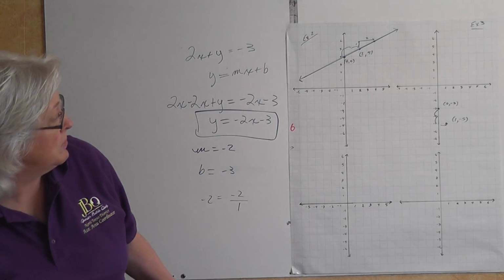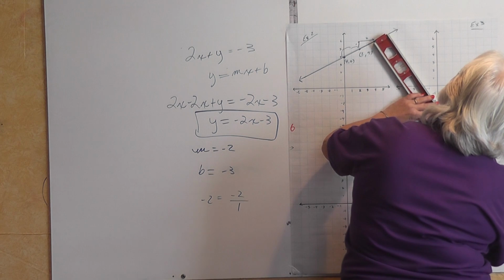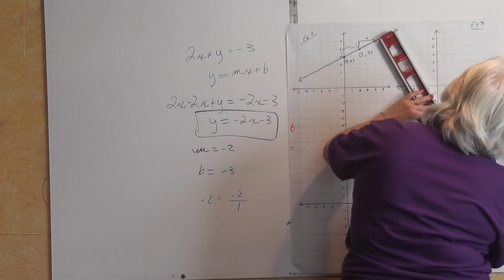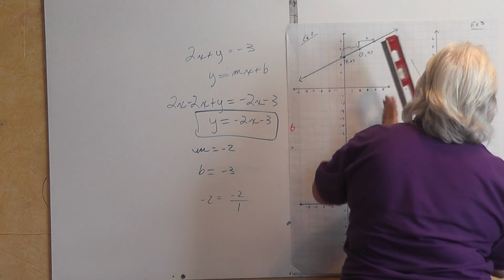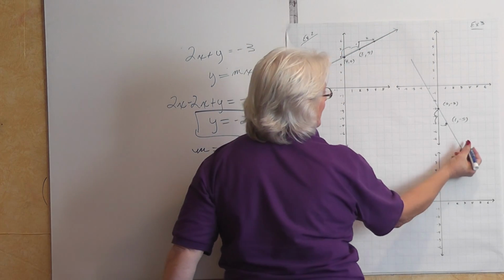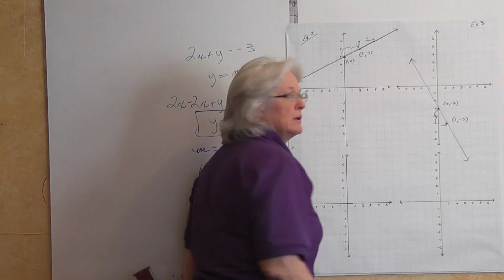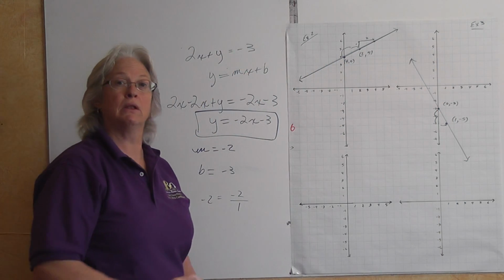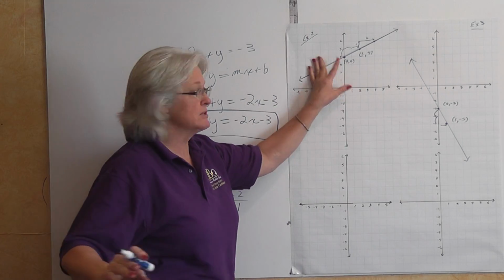Now, we have our 2 points. Take your straight edge and connect the dots. Don't go down into the graph of the next problem. Connect the dots, label the line with the original equation. And you see that I forgot to do this for example 2.